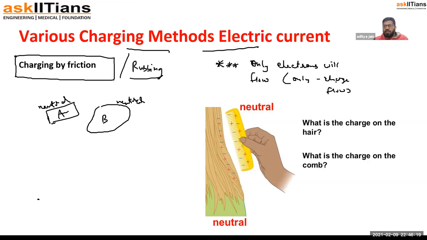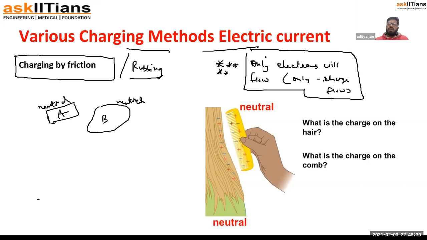Only negative charge flows. There is no flow of positive charge. There is always flow of negative charge, or you can say electrons, during any charging method. So one thing you should remember, and this is very important, is that during any charging method there is only transfer of electrons, no transfer of positive charge.